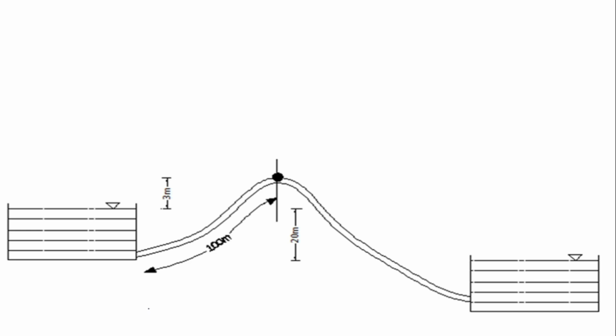Siphon is a long bent pipe which is used to convey the water from one reservoir to another reservoir when they are located in the hilly areas. In the question, two reservoirs are given. One is upper level reservoir. The water level is located here for the upper level water reservoir. This is the lower level water reservoir.